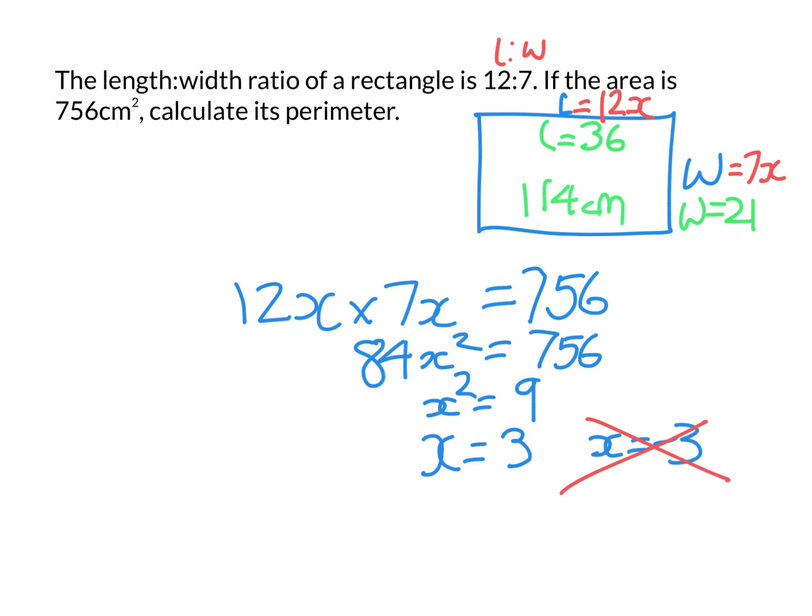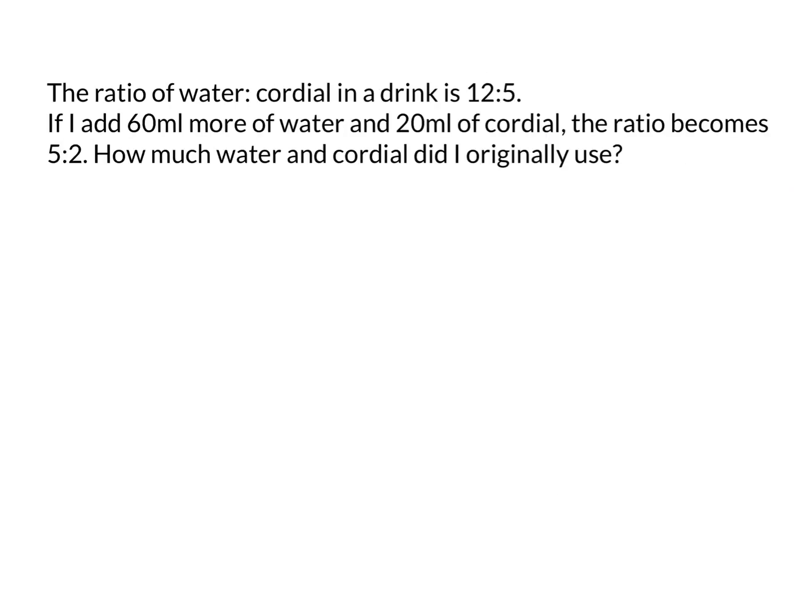All right, we're going to use a similar idea now on a much harder question. The ratio of water to cordial in a drink is 12 to 5. If I add 60 mils more of water and 20 mils of cordial, the ratio becomes 5 to 2. How much water and cordial did I originally use? Here's the thing, we're not dividing a quantity in a given ratio because I don't know what this adds up to. If I told you that the drink was 3 litres in total, that would be really easy to find out how much water and how much cordial.